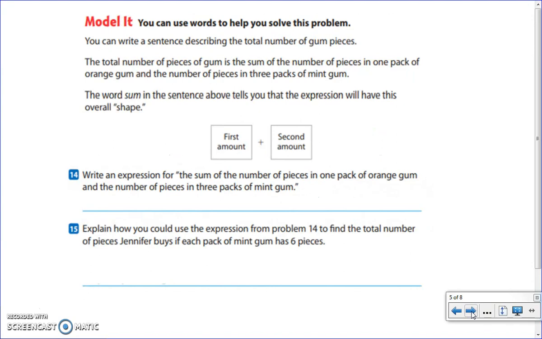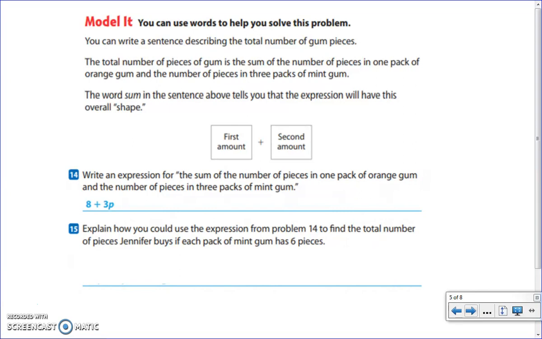So when we write the expression for the sum of the number of pieces in 1 pack of orange gum and the number of pieces in 3 packs of mint gum, we have the expression for orange, which is 8. We have the expression for the packs of mint gum, which is 3P, which is that entire mint gum side. So altogether, our expression could be represented for all the total pieces as 8 plus 3P.